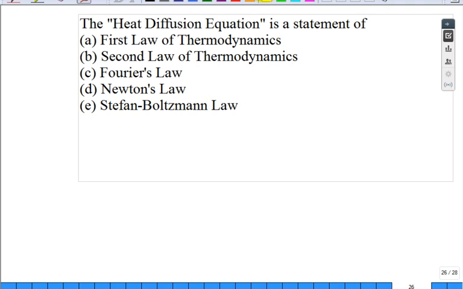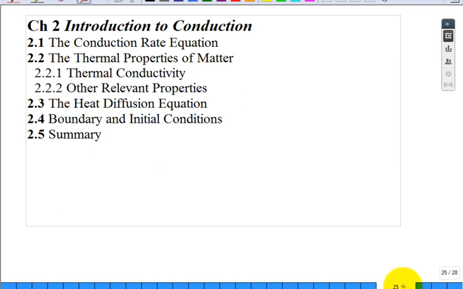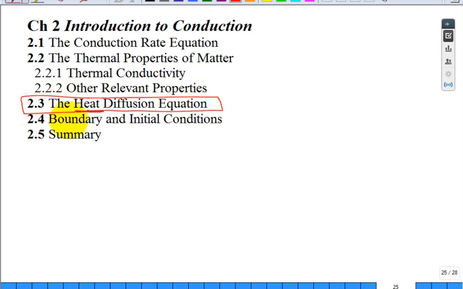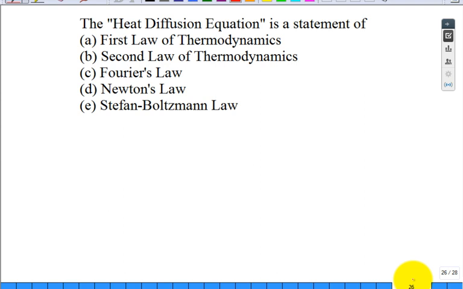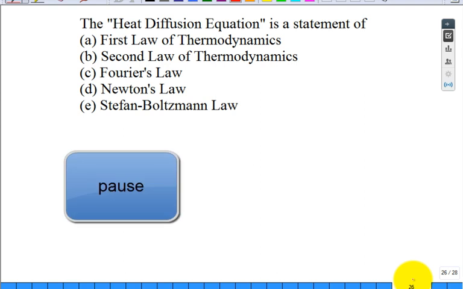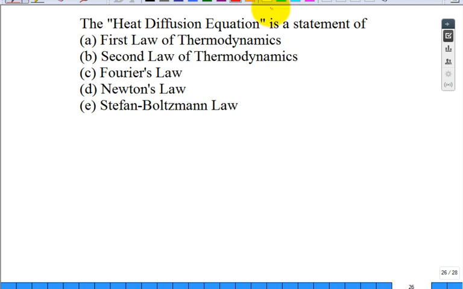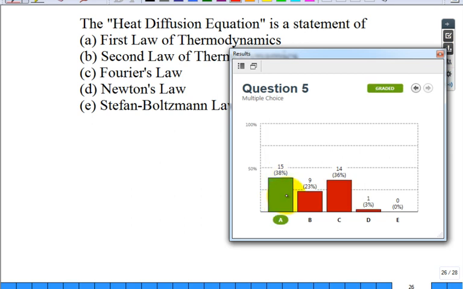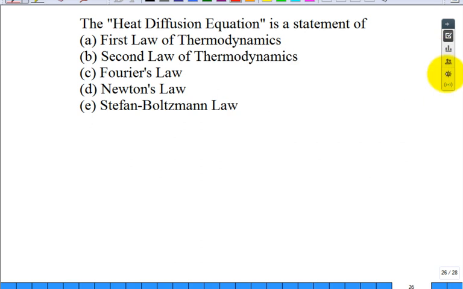The heat diffusion equation. Where is the heat diffusion equation discussed in this chapter? Look at this right here. We emphasized it in that section, and it had complementary boundary and initial conditions. The heat diffusion equation is a statement of what? A, B, C, D, or E? Is everybody in? Last one, I've got to close it. So we close it. The heat diffusion equation is a statement of the conservation of energy. Which one of these is closest to a statement of the conservation of energy? The first law of thermodynamics. First law. All right, all done. Thank you for your attention.